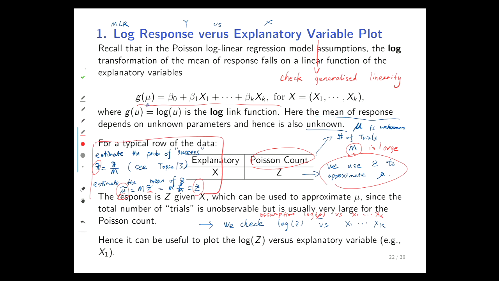And this part is where we use the binomial idea to understand Poisson count. So I think it's also beyond the scope of this course, but I can give you a very brief idea here to explain why we use z to approximate mu in this case.